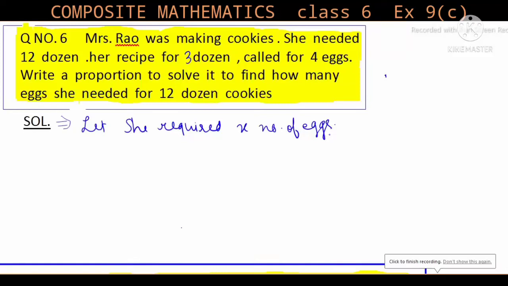We are going to do exercise 9C. Before, we have completed up to question number 4, now we are going to do question number 6.